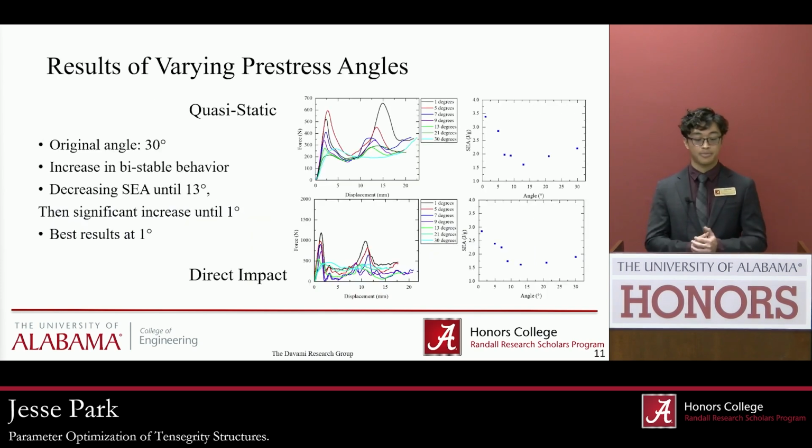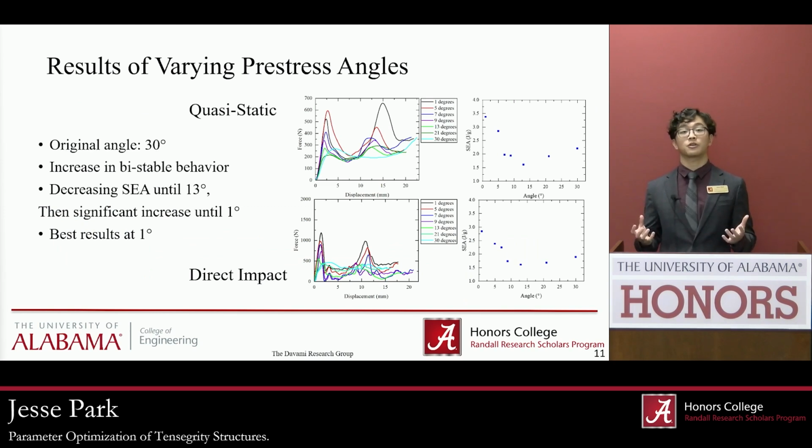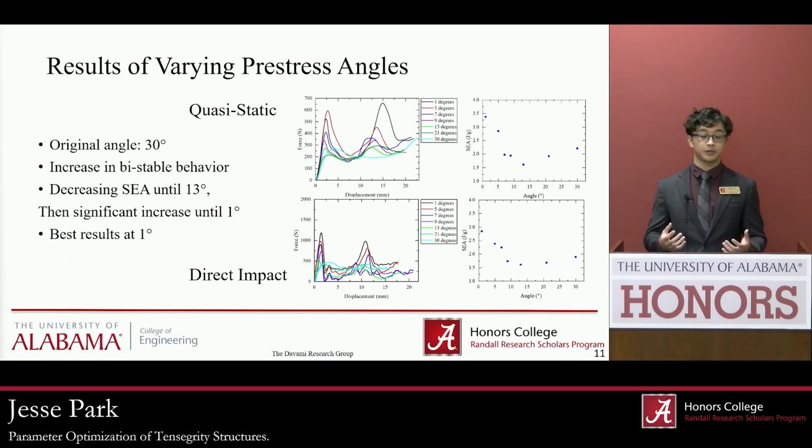So here we see the results of varying this pre-stress angle. The original angle we started with was 30 degrees. What's interesting to notice is that with all the decreases in angles, we see an increase in the bistable behavior of the tensegrity, which is promising, because the whole point is that tensegrities, due to their twisting, exhibit this dual stable behavior that we're looking for. And so that increases overall.